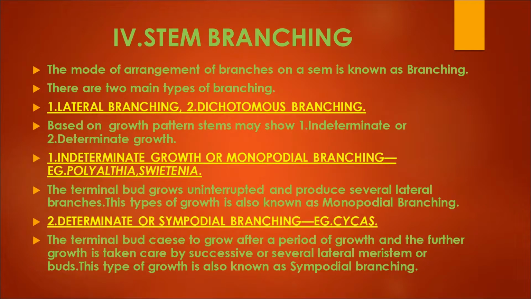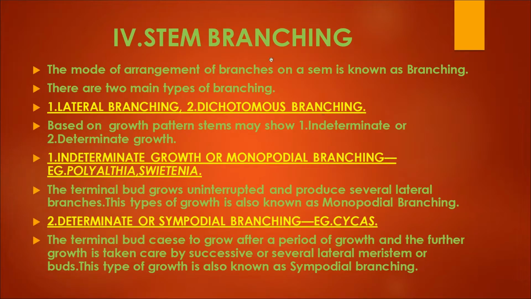Now let us learn about stem branching. What is branching? The mode of arrangement of branches on a stem is known as branching. There are two types of branching. The first one is lateral branching, the second one is dichotomous branching.